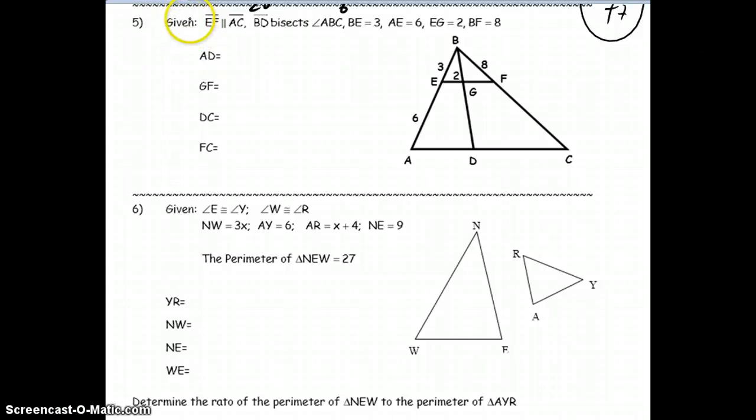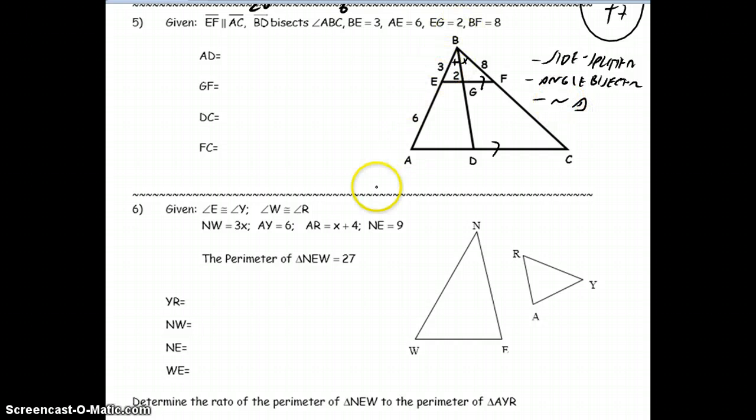So that's from 5, EF parallel to AC. So we're looking at the side splitter theorem. 386, EF is 8. Okay, so let's find EF. So let's just angle by second here. Let's call this F. I'm going to say 3 compared to 3. What are you going to say?